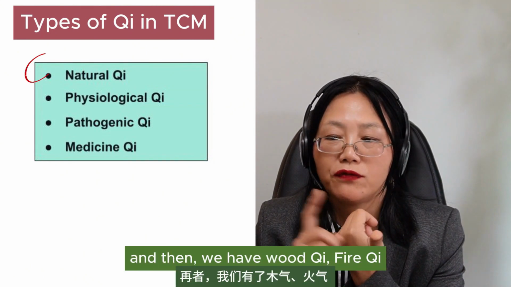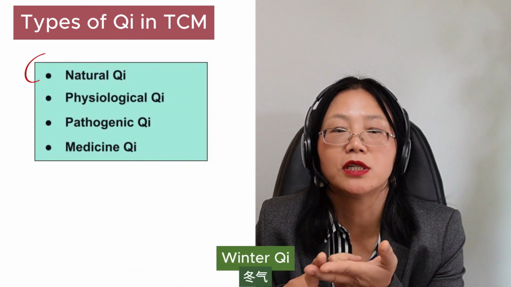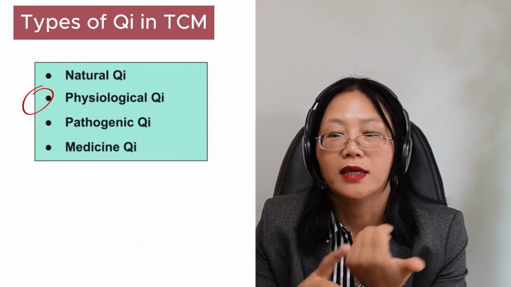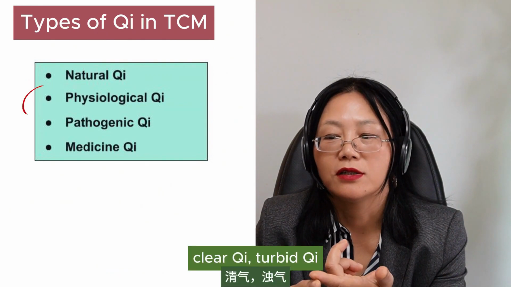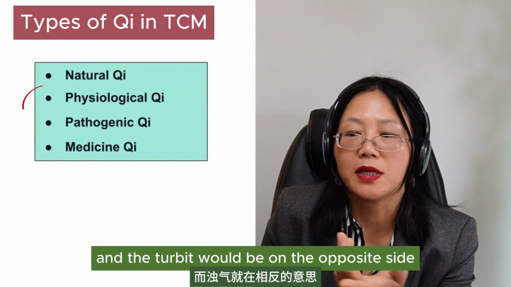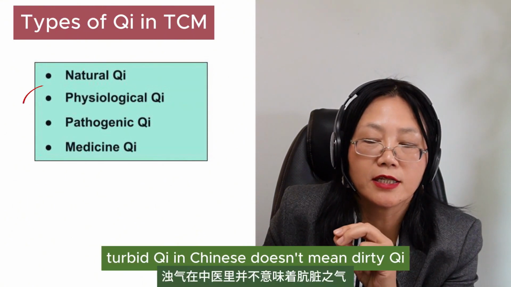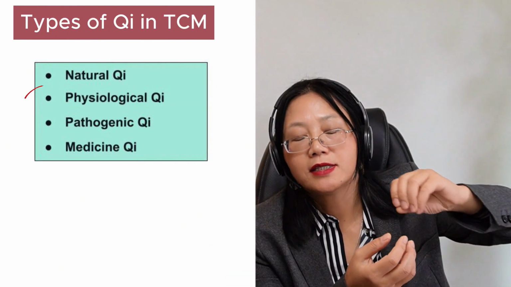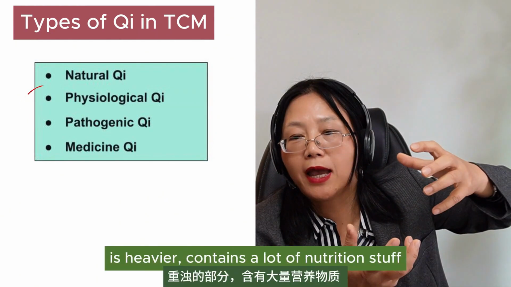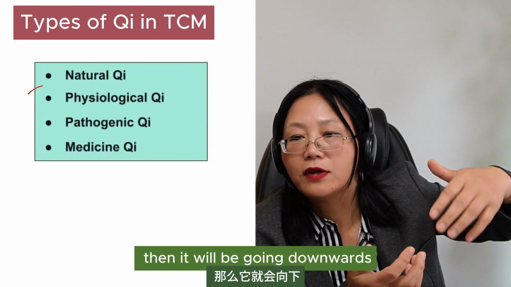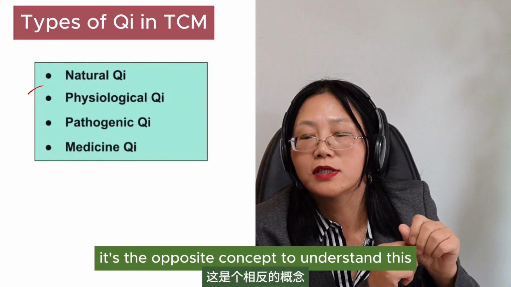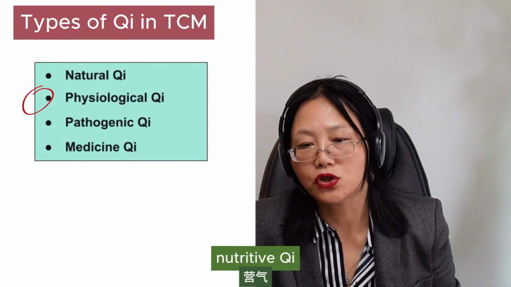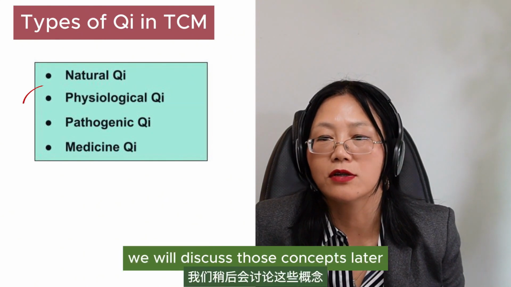And then we have wood qi, fire qi, 4 seasons qi, summer qi, winter qi. Then there's physiological qi. Physiological qi would be human's qi, yin qi, yang qi, clear qi, turbid qi. Clear and turbid would be opposite sides. Turbid qi in Chinese doesn't mean dirty qi. It just means that, for example, the foodstuff essence: some part goes upward, but some part is heavier, contains a lot of nutrition, then it will go downwards. It's an opposite concept to understand this. Zangfu organs qi, stomach qi, kidney qi, defensive qi, nutritive qi, pectoral qi. We will discuss those concepts later.